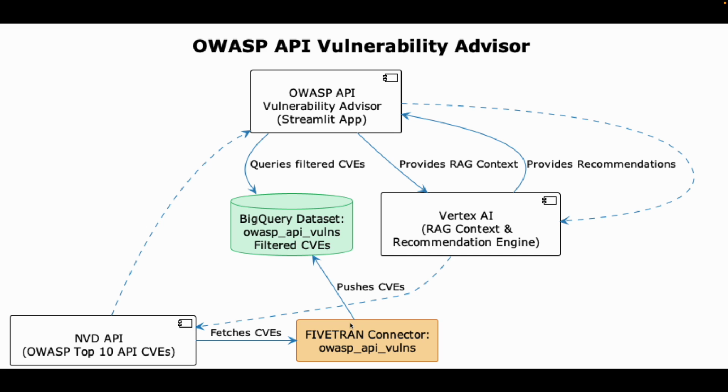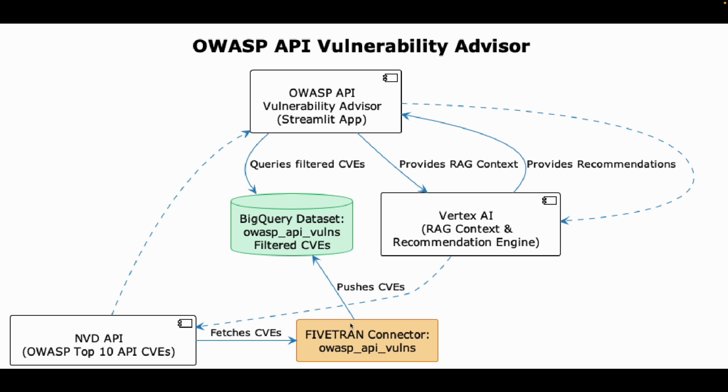Now, if you can see in the diagram on the screen, this is how it works together. The foundation of this solution is robust data integration. Using the Fivetran Custom Connector SDK, I built a connector to pull comprehensive API vulnerability data from the National Vulnerability Database, NVD. And then this data is pushed into BigQuery.